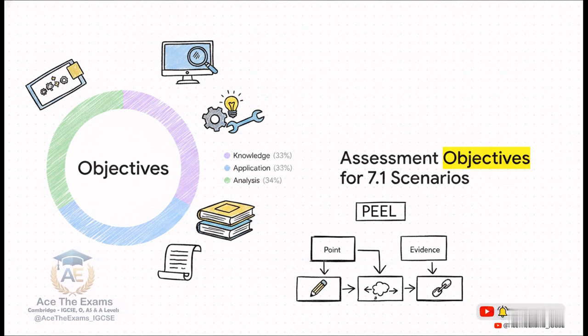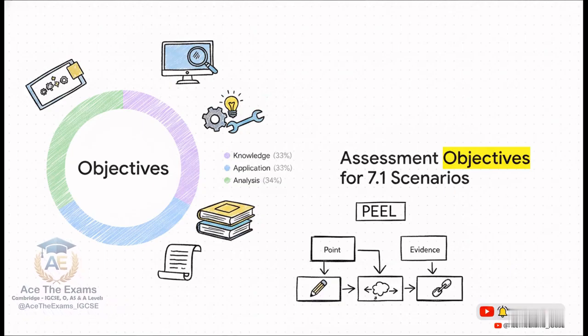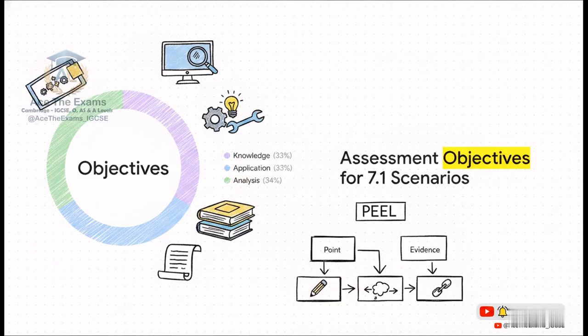So what does this tell us? Raw knowledge isn't enough. You must equally demonstrate application and deep analysis. This is exactly where we introduce a massive game-changer strategy, the PEEL framework. That stands for point, evidence, explanation, link. Top-tier computer science students structure every single answer this way.